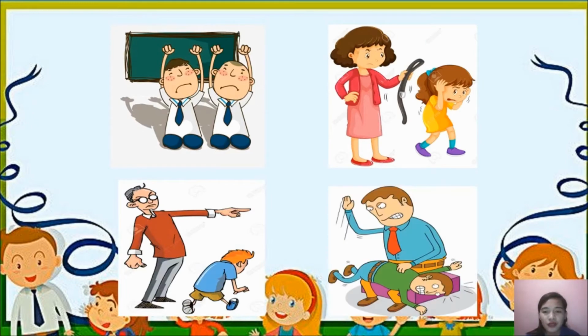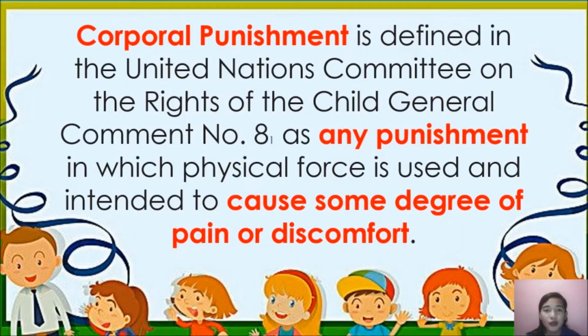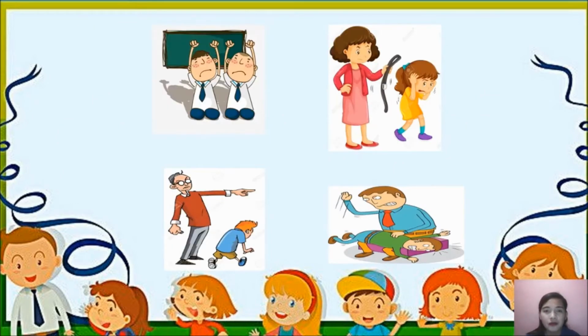These four pictures are examples of corporal punishment. But what is corporal punishment? Corporal punishment is defined by the United Nations as any punishment in which physical force is used and intended to cause some degree of pain or discomfort, just like what we can observe in these pictures.